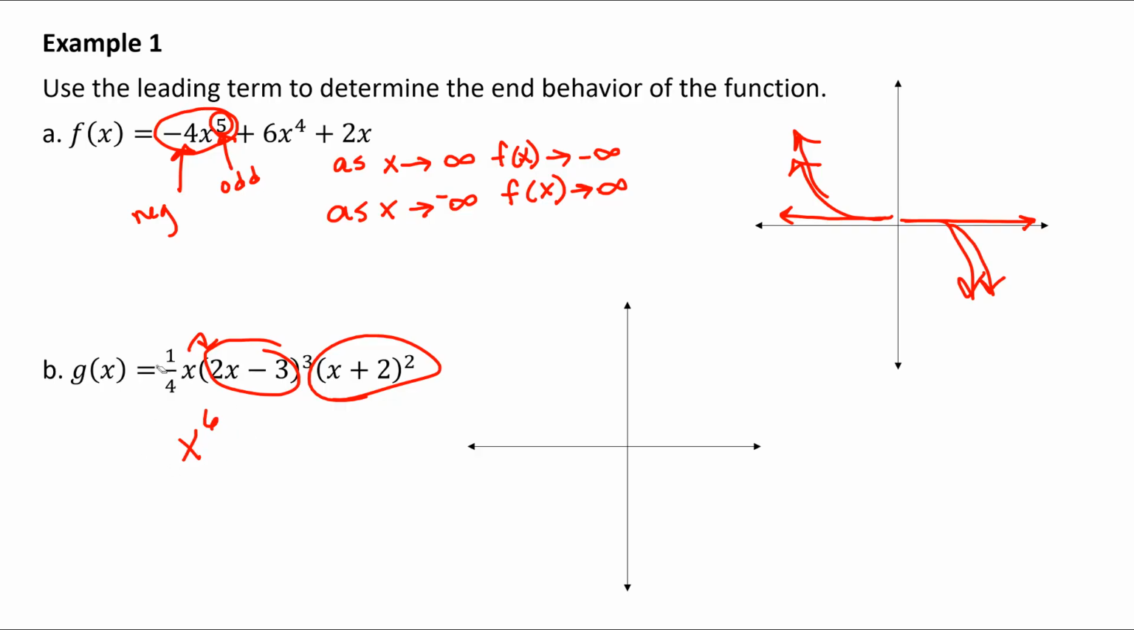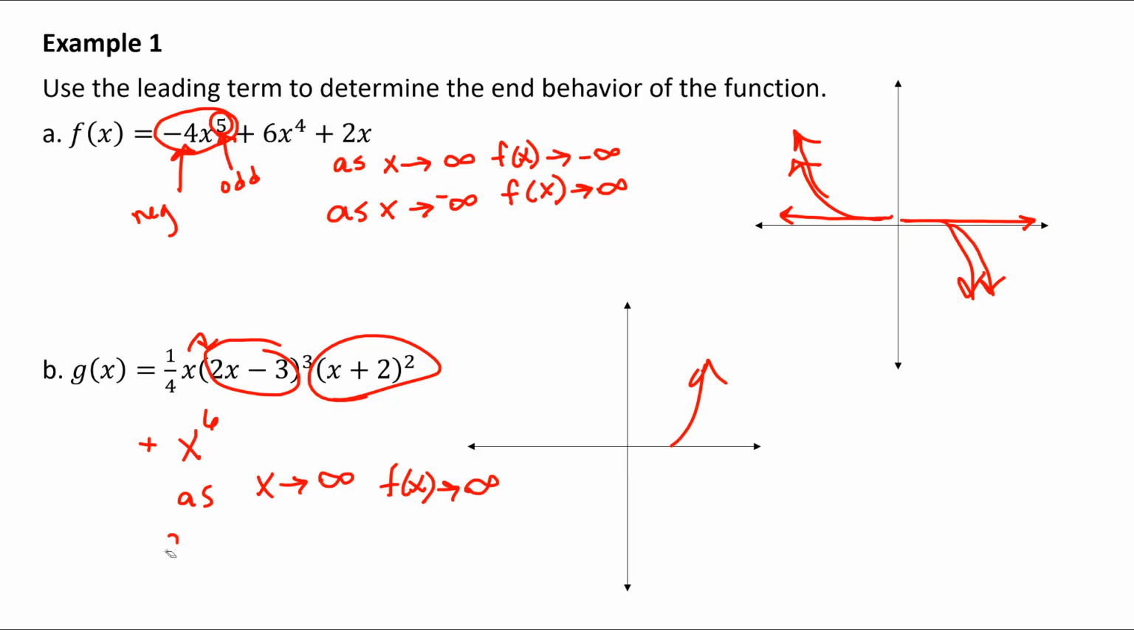So x to the sixth, and then you can see that the coefficient on x is going to be positive. So positive coefficient, even exponent. That means that as x approaches infinity, you've got a positive value going into an even function. That's positive. You've got a positive coefficient. That's positive. So as x approaches infinity, f of x also approaches infinity. So it's going up on this side.